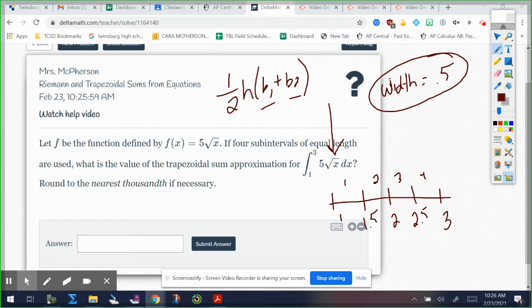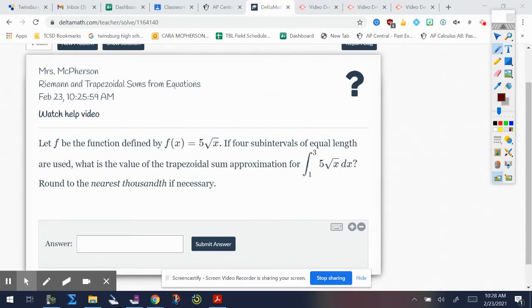So notice what happens. Your first base and your last base only get used once, meaning they only get plugged into the function once. All of your interior bases, in this case 1.5, 2, and 2.5, those x values, are actually going to be a base of the trapezoid to its immediate left and to the right. So the fastest way to do this on your calculator is to calculate the first base and the very last base once, and all the interior bases twice. So here's what this is going to look like.